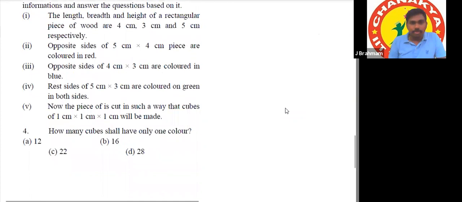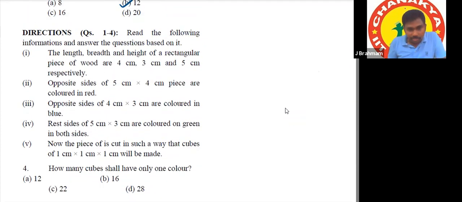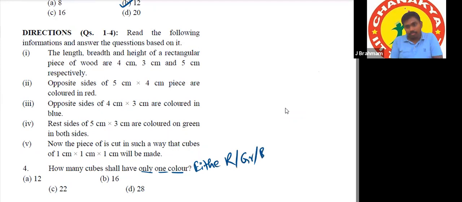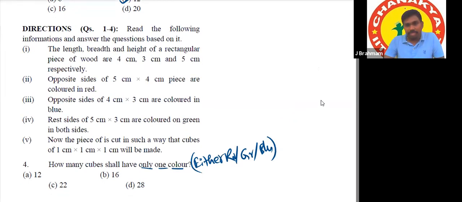Next question is how many cubes shall have only one color. Only one color means he has not even mentioned the color name. So here we can say only one color, either red or green or blue. Anything is okay, but it should be only one color painted. So where are they available?